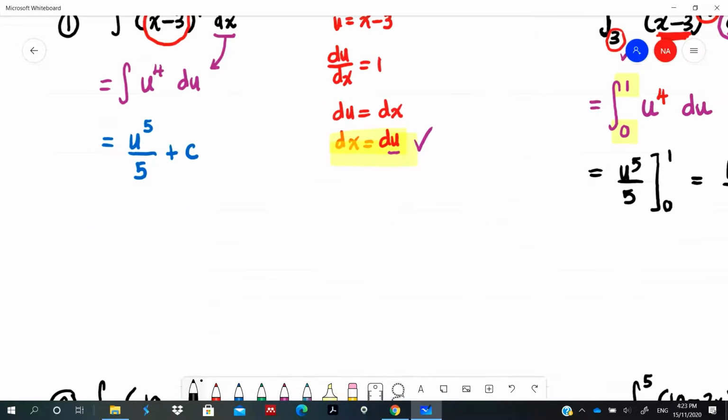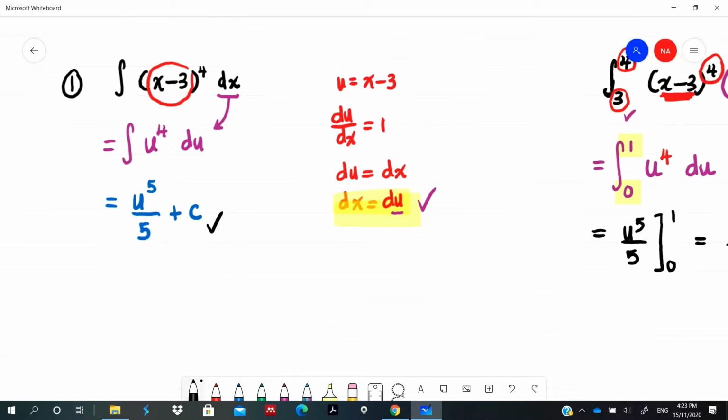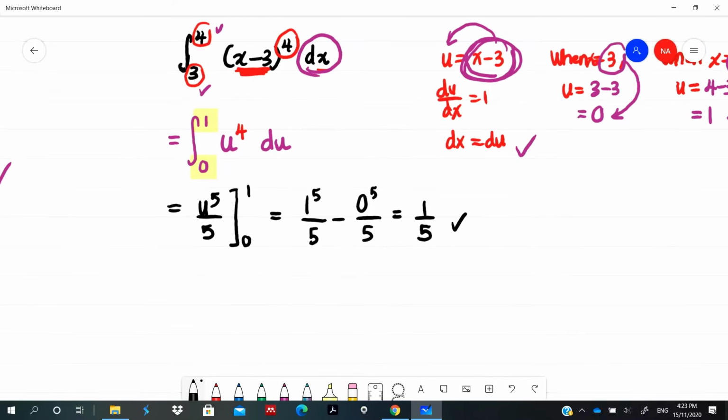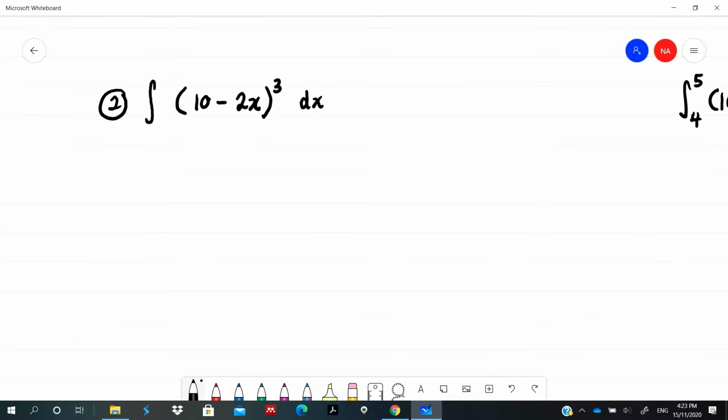So it is different from this. This one has plus c because it is an indefinite integral, but this one must get a fixed value for the definite integral. Alright, so let's look at number 2 now.